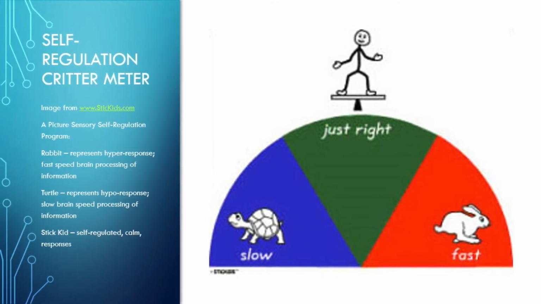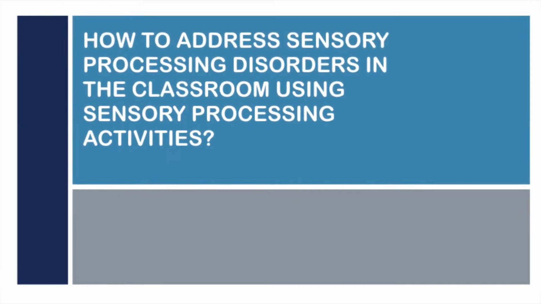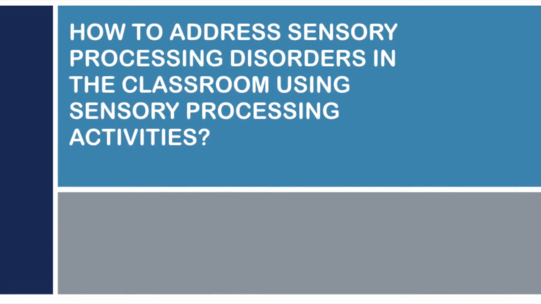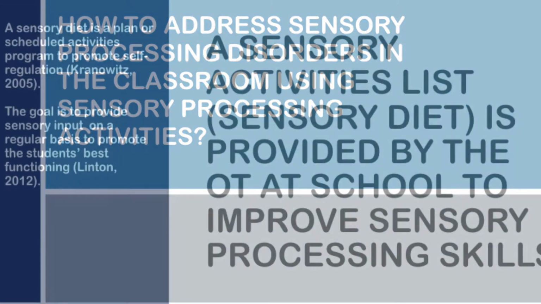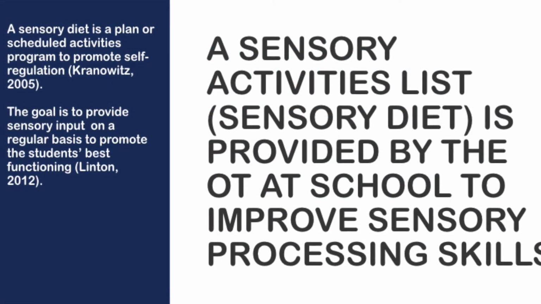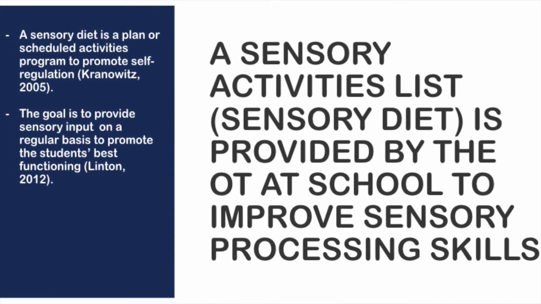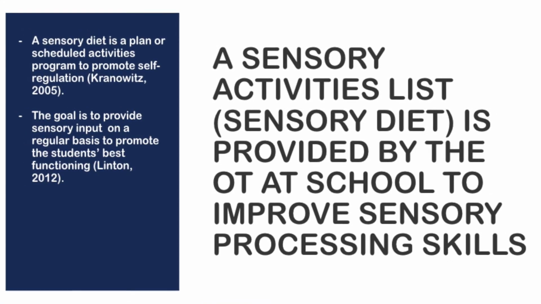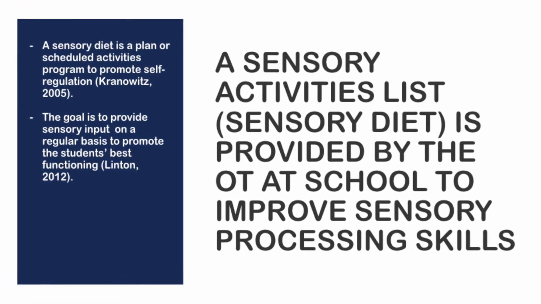Now for the third objective of this e-learning module, let's look at how to address sensory processing disorders in the classroom using sensory processing activities. A sensory activities list or a sensory diet is provided by the OT at school to improve sensory processing skills. These activities promote self-regulation and should be provided to the student on a regular basis to promote best functioning.